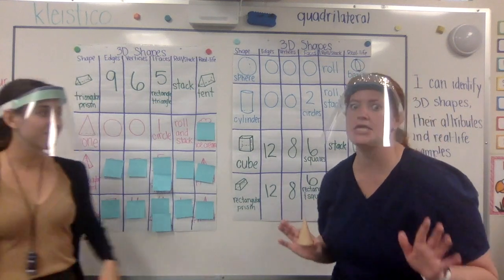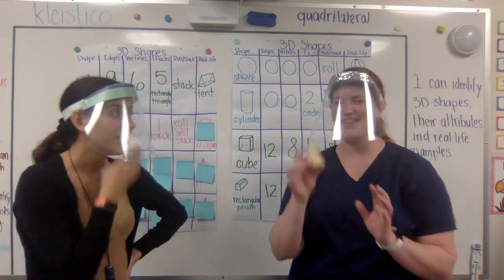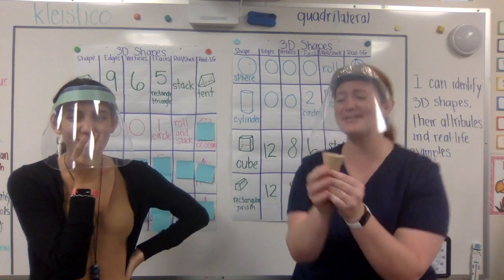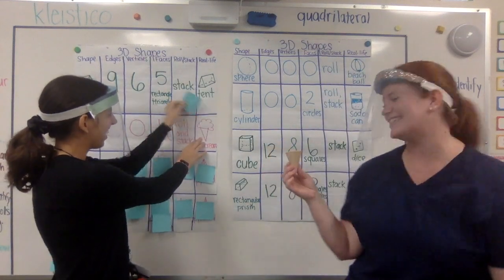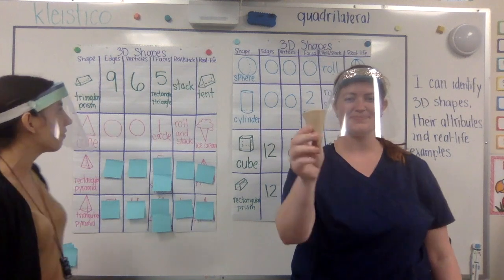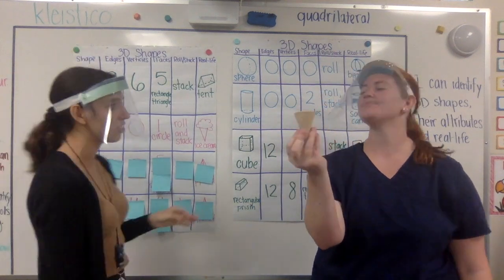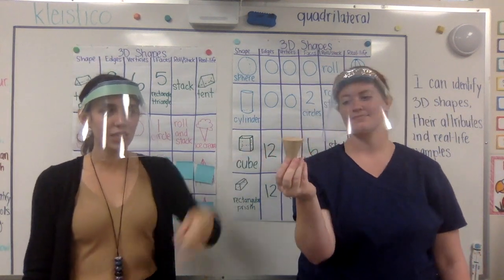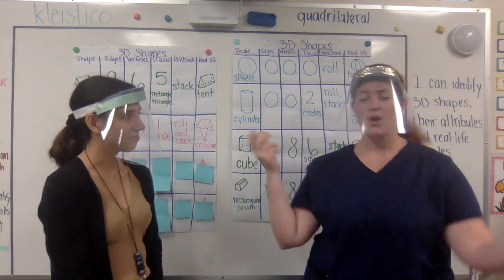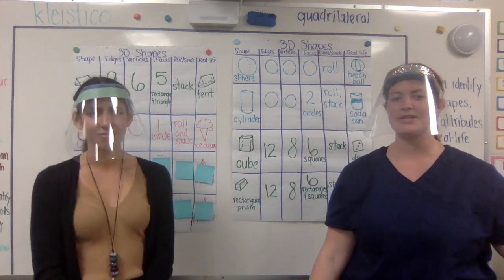Oh, wait, Miss Lestico, I thought of another one. What? A really yummy one. When I think of a cone, an ice cream cone, Miss Lestico. Oh, ice cream is a perfect example of a 3D shaped cone because it comes in a cone. That's right. Well, what are some other shapes that we're going to be learning today?